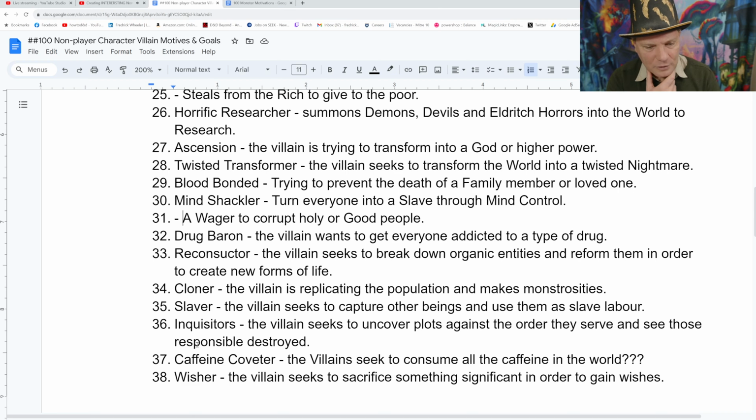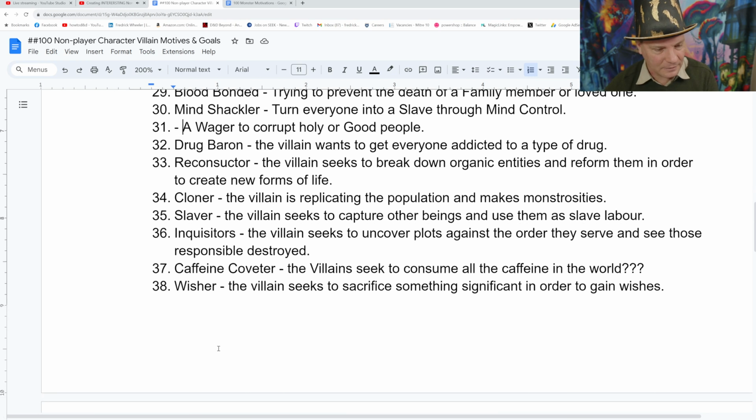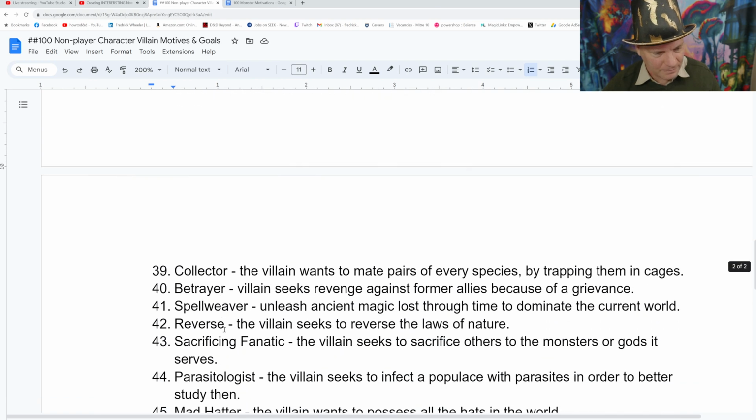Inquisitor, the villain seeks to uncover plots against the order they serve and see those responsible destroyed. Okay. Caffeine converter, the villain seeks to consume all caffeine in the world. I thought it was bizarre, but I wrote it down. Wisher, the villain seeks to sacrifice something significant in order to gain wishes. All right, that's the wisher.